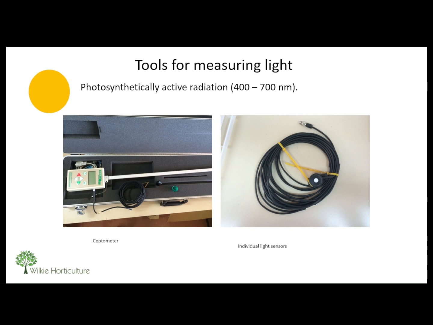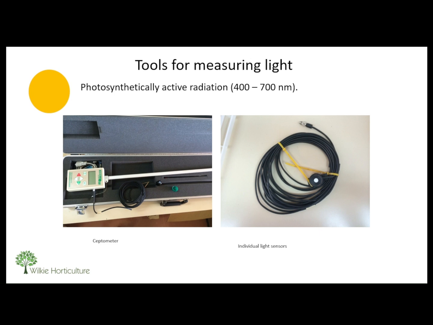So just a bit on tools for measuring light. As Everard was talking about, we've got all this spectrum of radiation from sunlight. What the tree uses for photosynthesis is photosynthetically active radiation, which is only a small component of that spectrum, 400 to 700 nanometers. So the tools that we use to measure light are actually tools to measure photosynthetically active radiation.